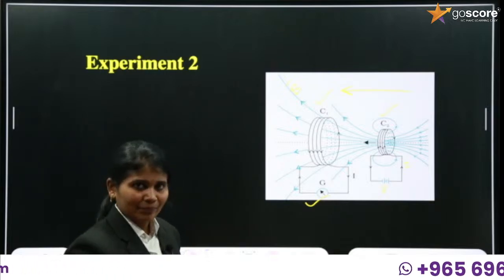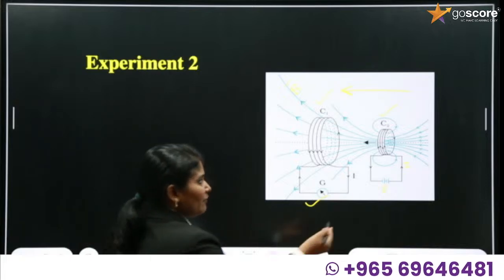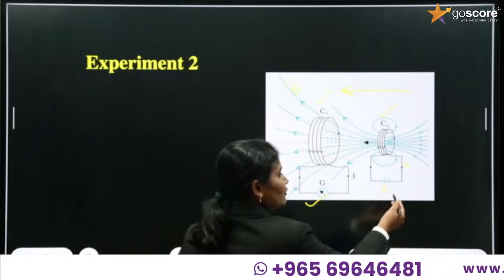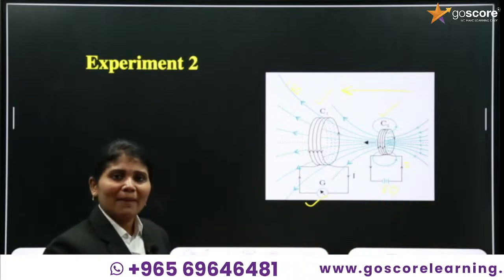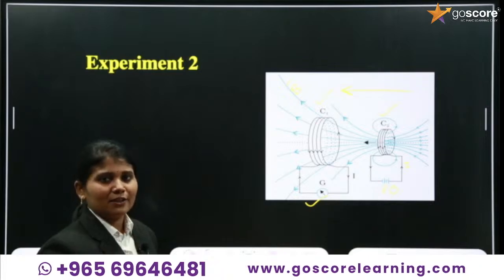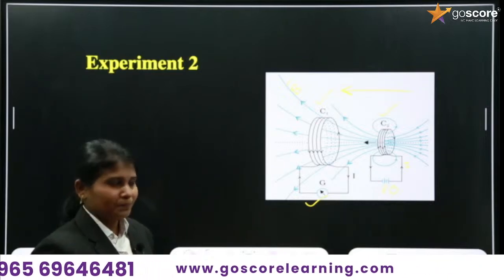Galvanometer is deflecting. But what is the difference? Here we are using the current carrying coil with the battery. There we are using the magnet. That is the difference between experiment 1 and experiment 2.